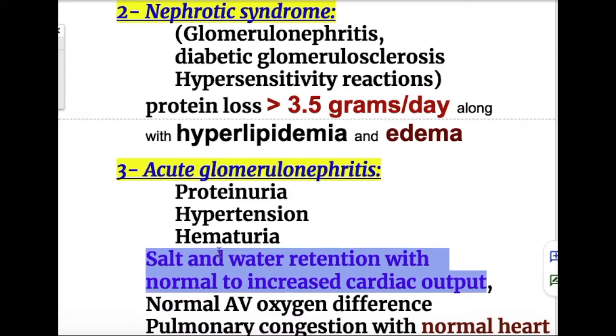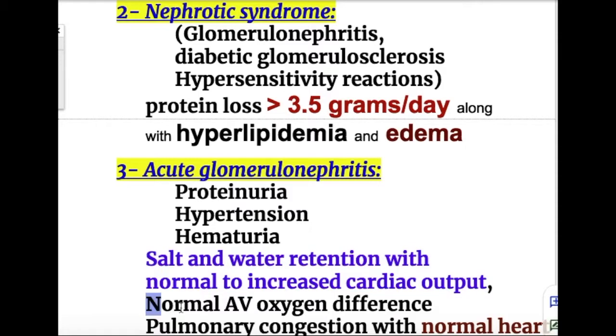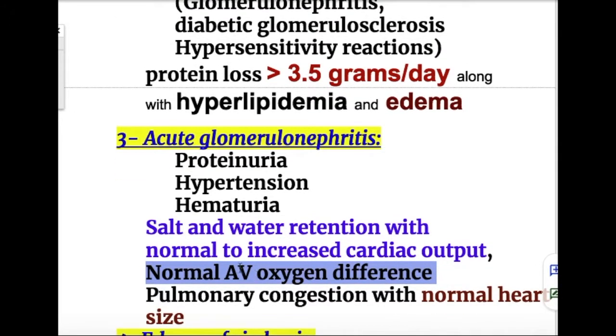The condition is very similar to congestive cardiac failure, but the differences are: number 1, salt and water retention with normal to increased cardiac output. Number 2, normal arteriovenous oxygen difference. And the third difference with congestive cardiac failure is pulmonary congestion with normal heart size. Heart size increases in congestive cardiac failure.